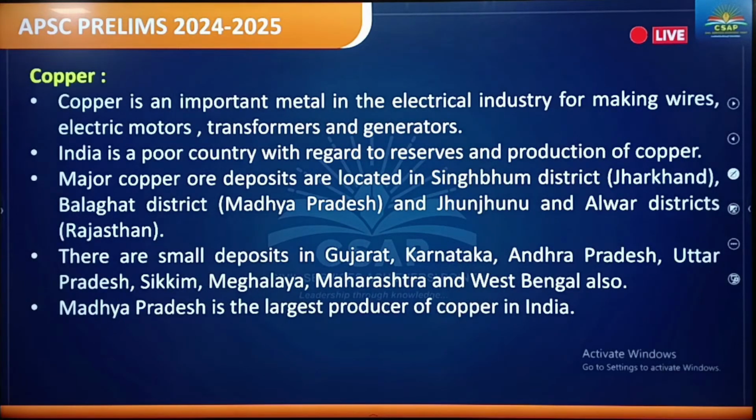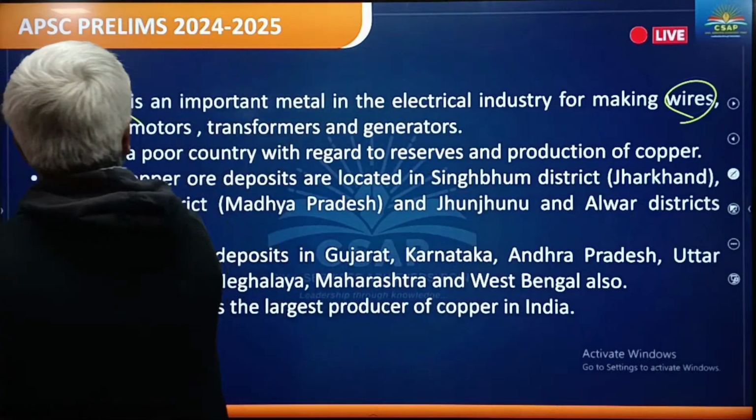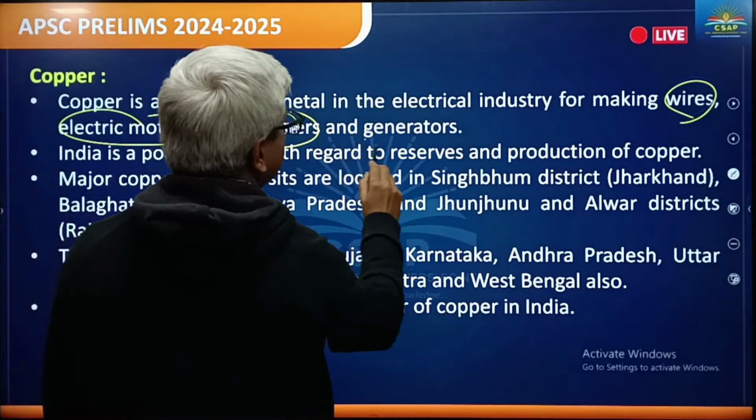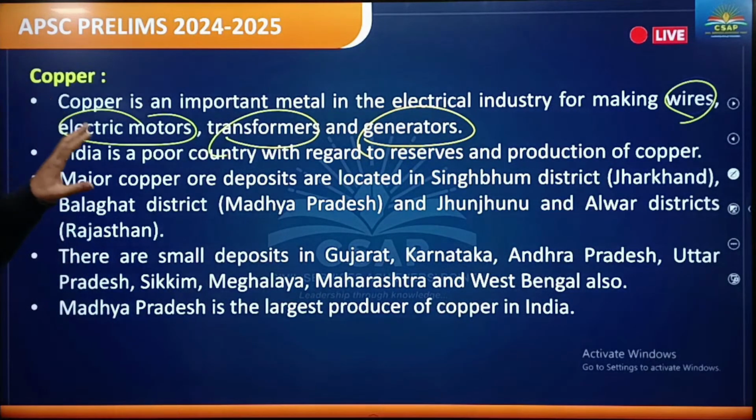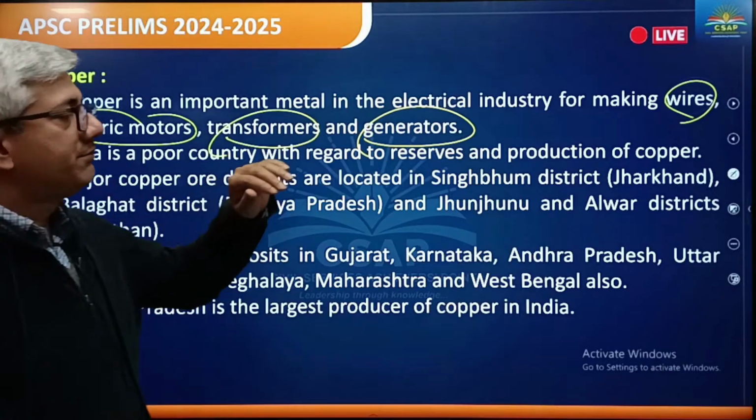Then come to copper. Now copper is an important metal in the electrical industry for making wires, electric motors, transformers, generators. So almost everywhere we need copper, it is very much required. India is a poor country with regard to reserves and production of copper.